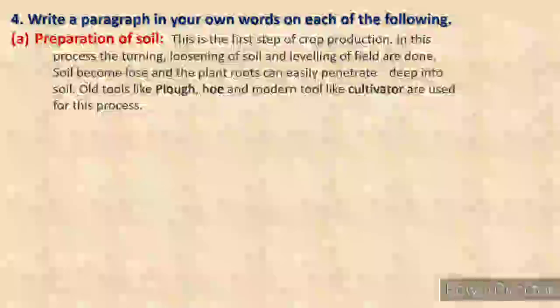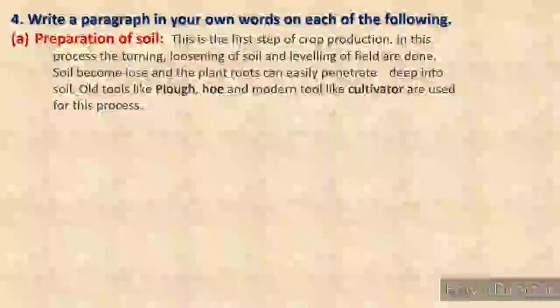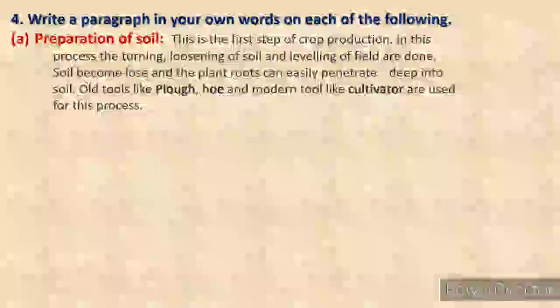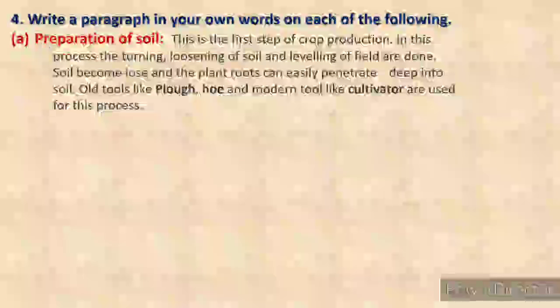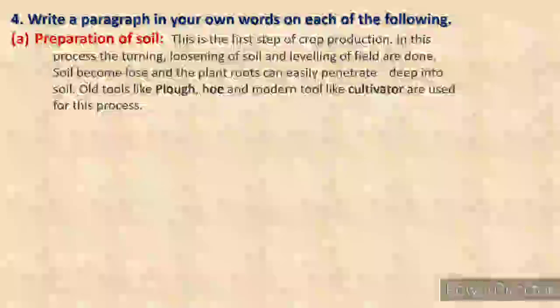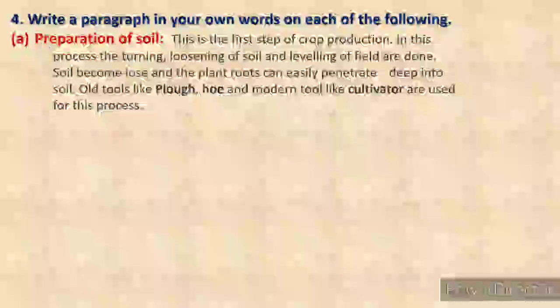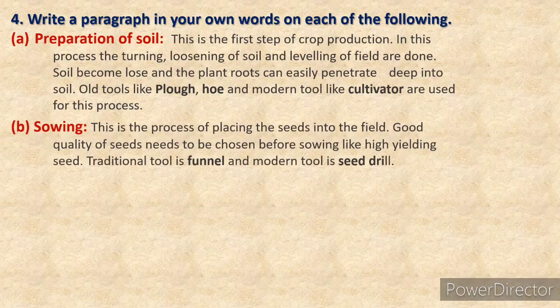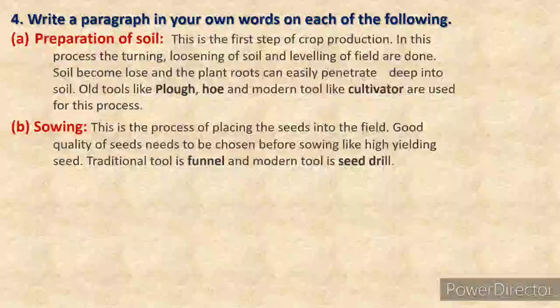Preparation of soil, obviously the first part of growing any crop. In the first step, turning, loosening of the soil and leveling of the field is done. This helps to make the soil more porous. The roots can grow easily in the loosened soil and get a sufficient amount of air and water. And to do this, we have some tools like plow, hoe, and cultivator.